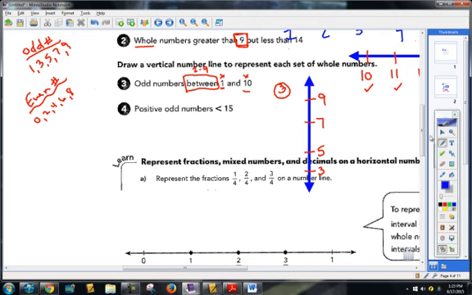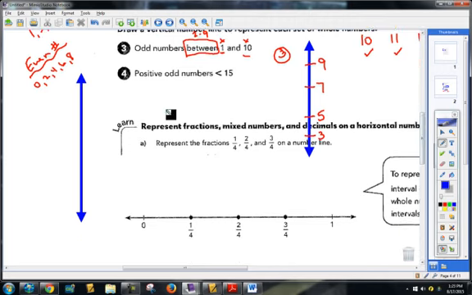Here we go. Let's do another one. Number 4 now. Again, try to find space. We're talking about positive odd numbers less than 15. So positive odd numbers, and you have to know that that's a less than sign. What's the first positive odd number smaller than 15? 13, 11, 9, 7, 5, 3, and 1.